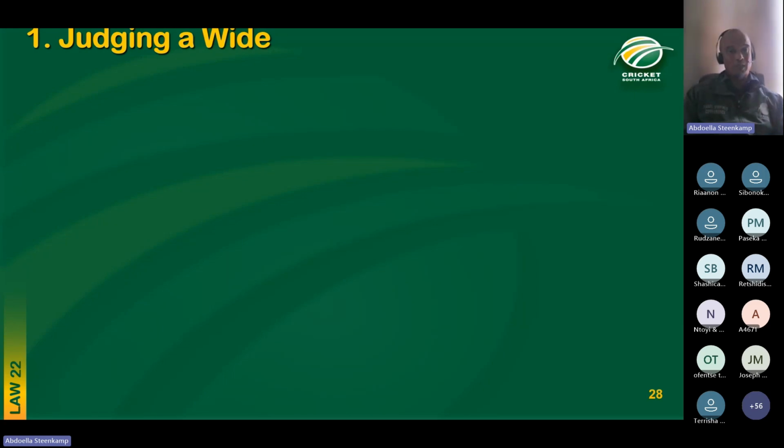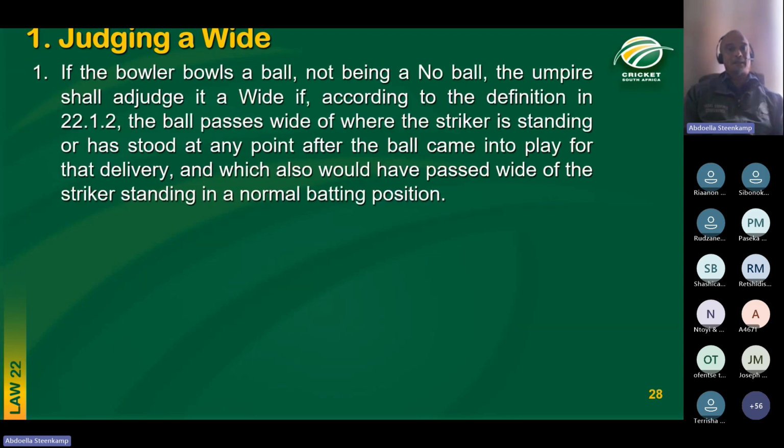But when it comes to modern cricket, how do you judge a wide? If you see a test match, you won't see those wide lines. So in modern cricket, how do you judge a wide? The law guides us. The law tells us the criteria that we need to take into account is the ball passing wide of the striker, standing in a normal batting position. So that's the basic criteria: striker standing in a normal batting position and ball passing wide of the striker.